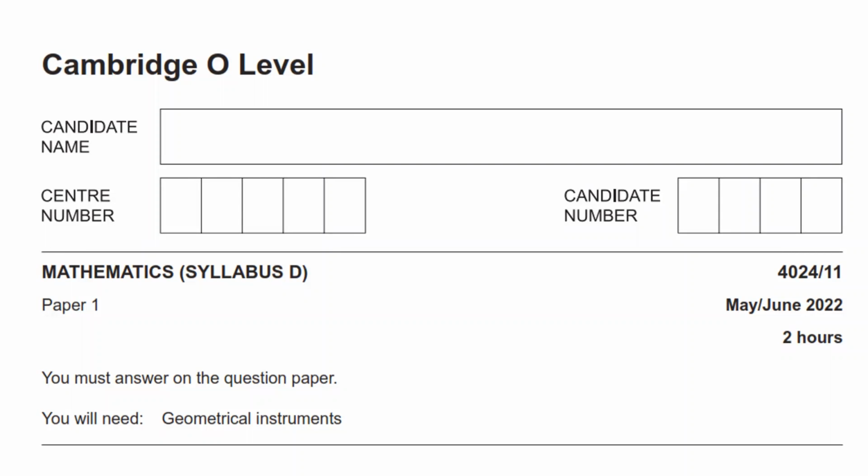Hello and welcome. This is Cambridge O-Level Mathematics Syllabus D, paper number 1. The subject code is 4024. This is the May-June 2022 exam, and this is variant 1 for this series of exams. So let's start.